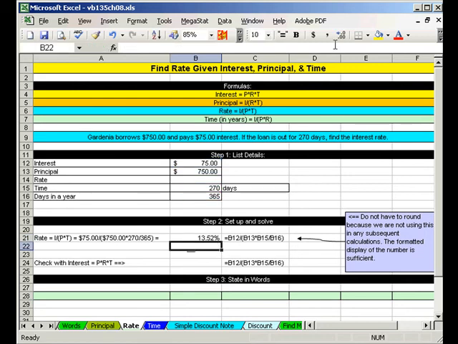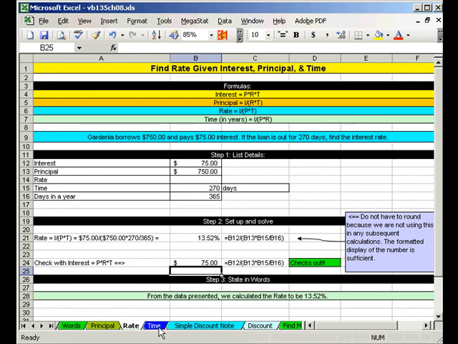13.52, and I'm sure that format is helping us out there since we're not going to use it in any subsequent calculations. Actually, for this one to check, it's fine to use the unrounded one. But if we're going to add or do anything like that, it would potentially mess up. But let's go ahead and check and see. Interest is principal times rate times time. So I'm going to say principal times rate times the time. And there we go, $75. And it checks out. So there we solved for rate.